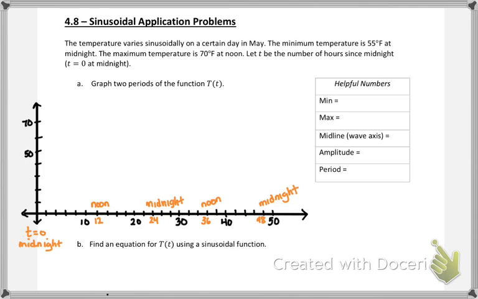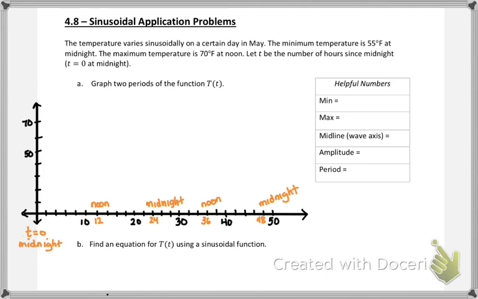The first thing they want us to do is graph two periods of the function T of t, so temperature as a function dependent on time. You can see that I started my graph with my x-axis representing the time. 0 is midnight, and so noon the next day will be 12 hours after midnight, and then 24 would be midnight the following day, and then plus another 12 hours would be noon that following day, and then plus another 12 hours would be 48, which is midnight that next day.